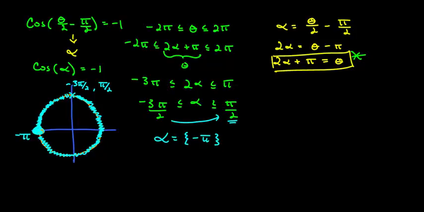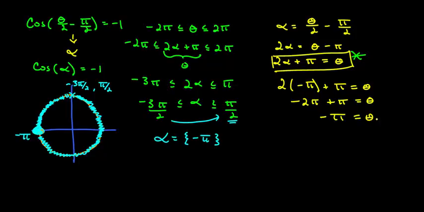Well, if alpha is equal to negative pi, what's theta? Theta is 2 times alpha plus pi, so this is going to be negative 2 pi plus pi. This is going to give me negative pi. It's just a coincidence that these two are the same.